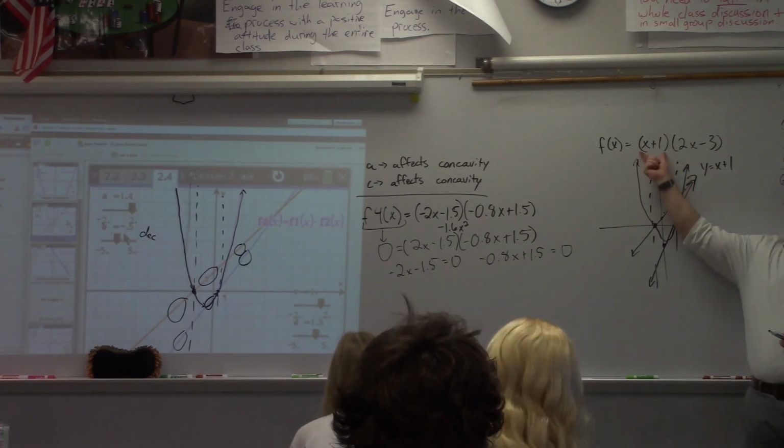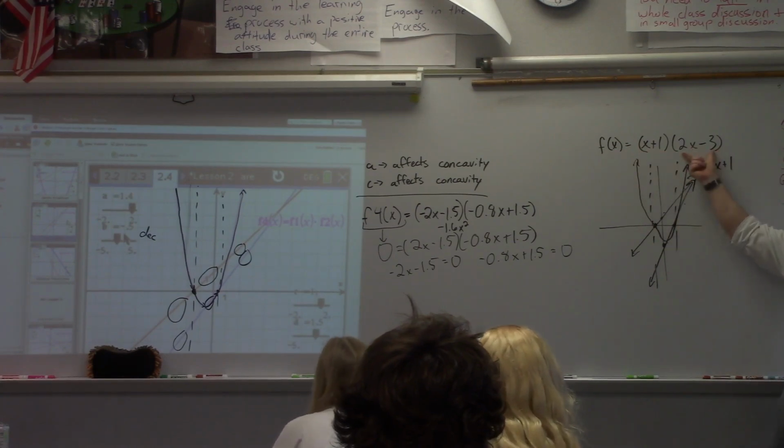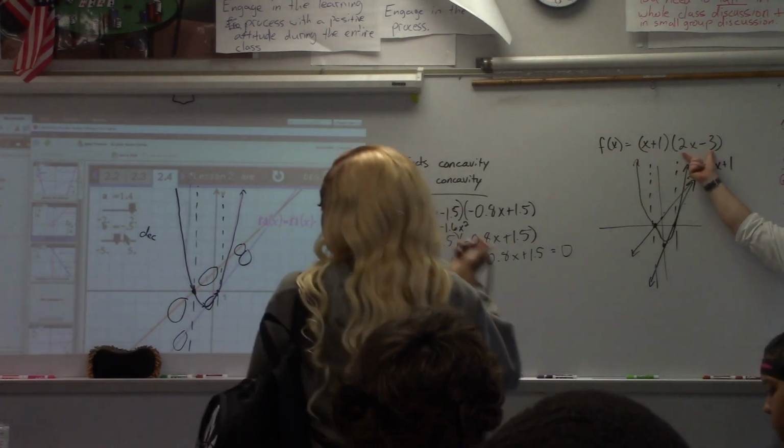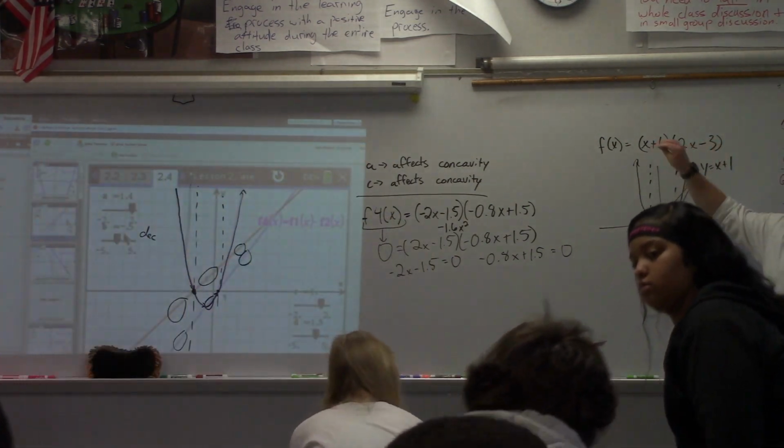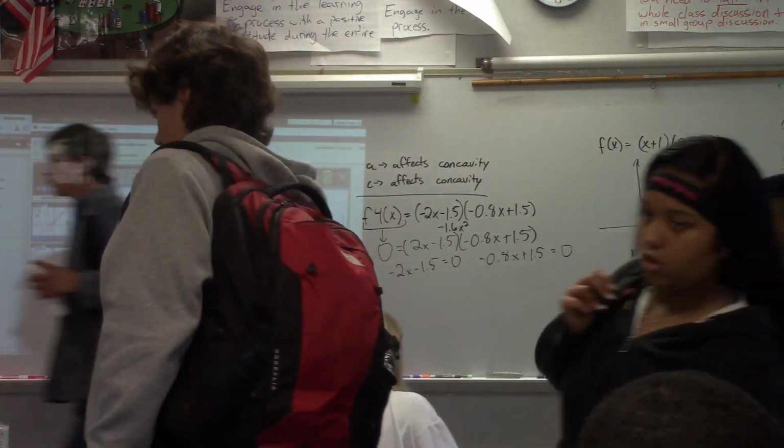Notice, what's the degree of this factor? What's the degree of this factor? One, but when I multiply a first degree times a first degree, it gives me a parabola, a second degree. We will do our notes from the lesson tomorrow.